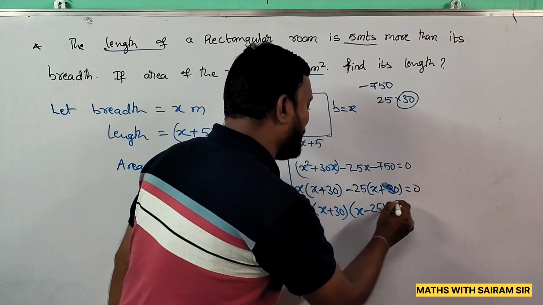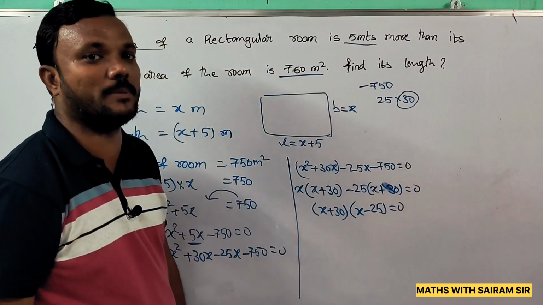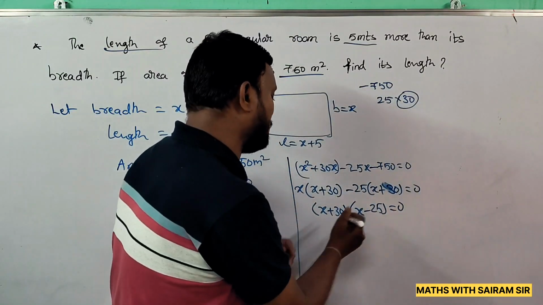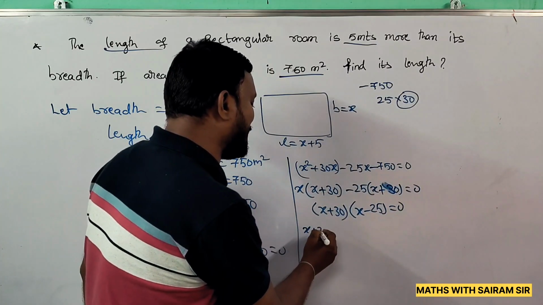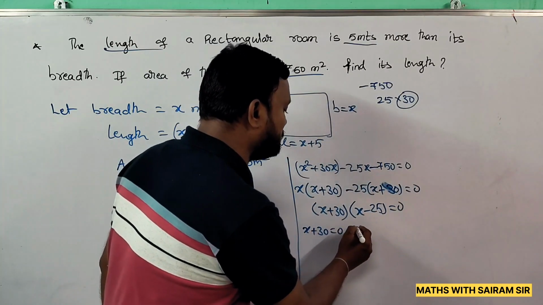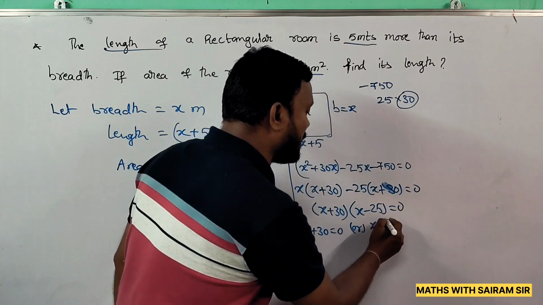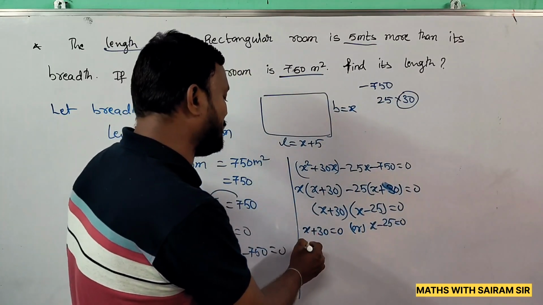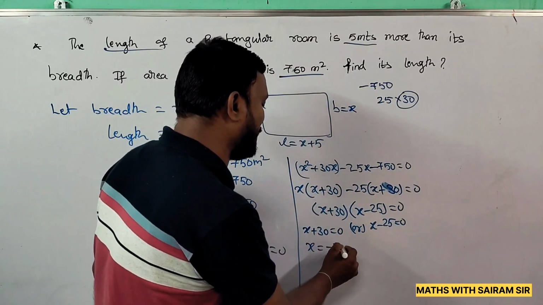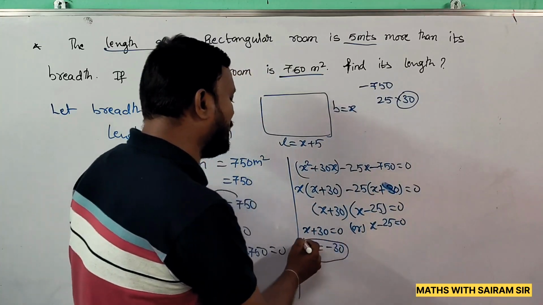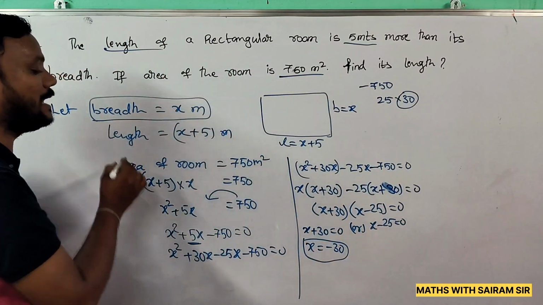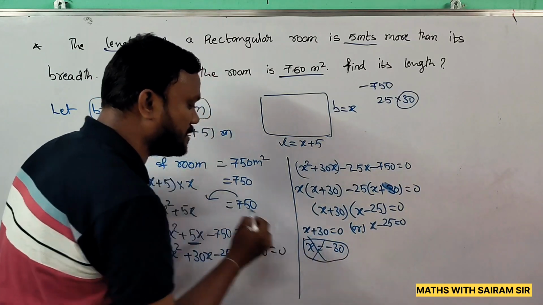As the product of two numbers is 0, from the zero product rule, definitely any one of them should be 0. That means either x plus 30 is equal to 0 or x minus 25 is equal to 0. If I take x plus 30 as 0, we will get x is equal to minus 30, but here x we assumed as the breadth of this rectangle. Breadth cannot be negative, so we can neglect this option.